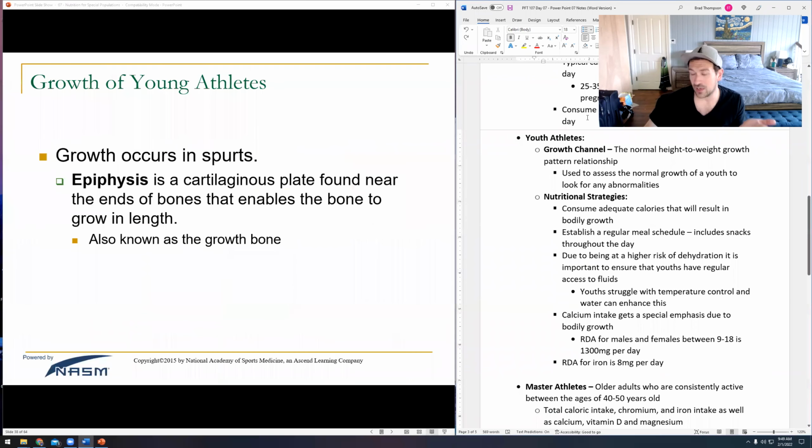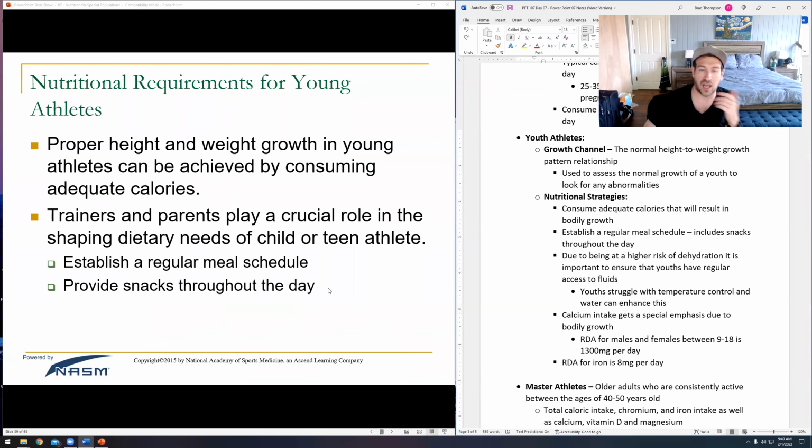And so we need to make sure that we have a diet and exercise routine that's going to promote that, by having plenty of protein, plenty of calcium, plenty of phosphorus, and plenty of physical activity. The physical activity is going to trigger the growth.